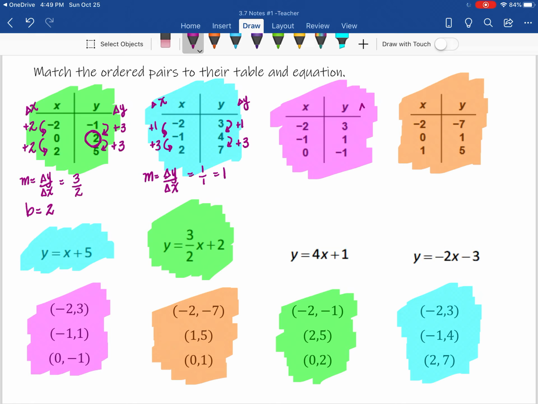Okay, let's take a look at our third table. Again, change in y, change in x. Okay, from 3 to 1, I'm subtracting 2. From 1 to -1, I'm also subtracting 2. Looking at my change in x, -2 to -1, that's +1. -1 to 0 is +1. So my slope, being the change in y over the change in x, is -2 divided by 1, which is -2. And my b value is in this table, 0, -1.